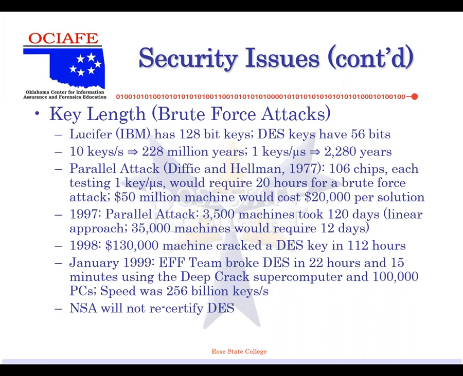It's not that much. So a $50 million machine would cost 20,000 per solution. I can see someone paying for that if it was important enough data. Okay. Parallel attack, 3,500 machines took 120 days. So 35,000 machines would require 12 days. January 1999, EFF task force broke DES in 22 hours and 15 minutes using a supercomputer. It will no longer be certified. So, just not that big of a key.